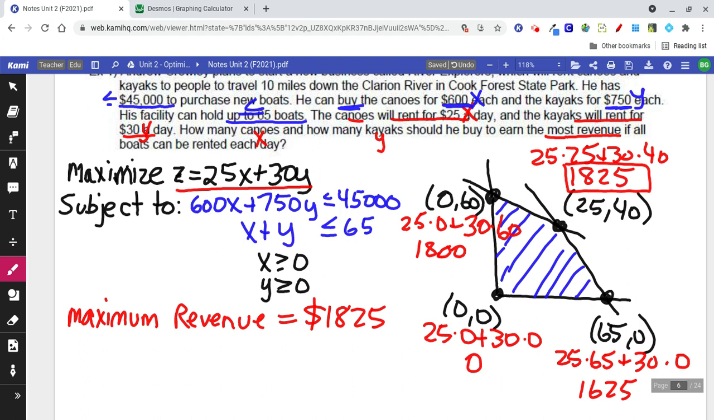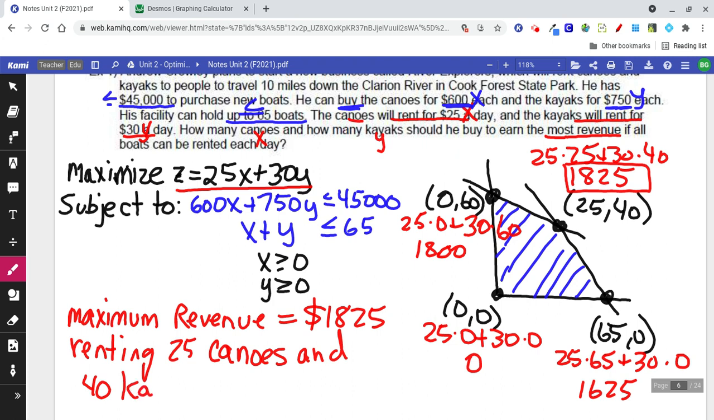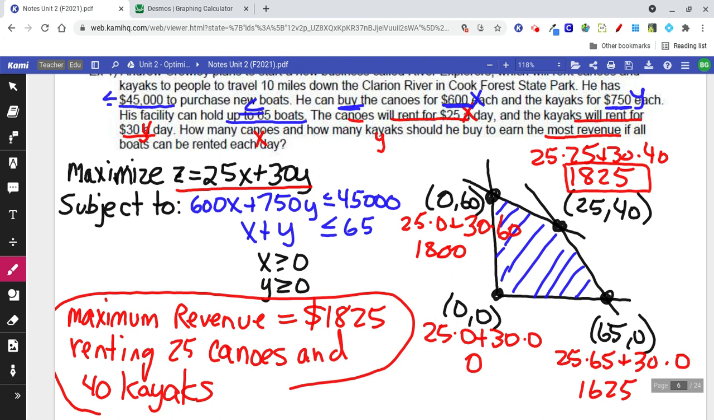$1,825. And then normally we'd say at x equals 25 and y equals 40, but we're talking about context here. We have context for the problem, so we need to give context to our answer. So this is if we rent 25 canoes and 40 kayaks. So mainly we're doing the same thing as 2.1. We just have that extra step of setting up the problem.